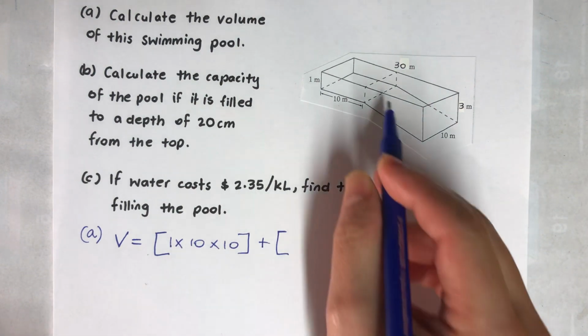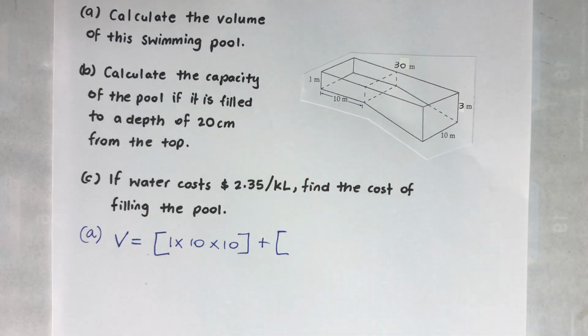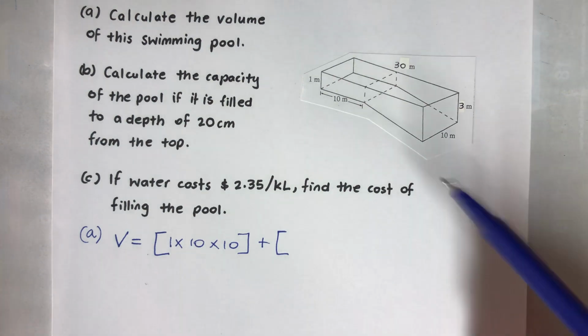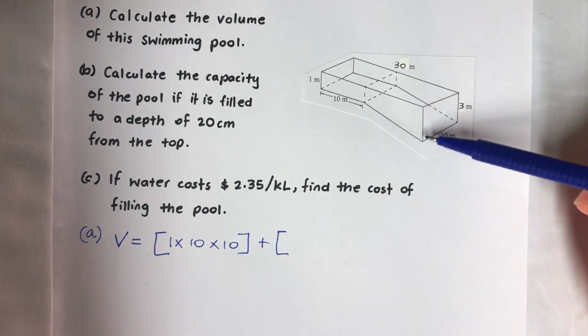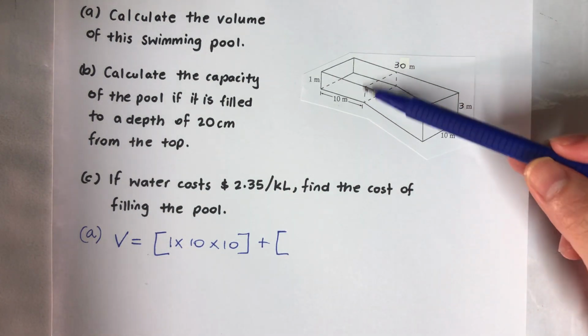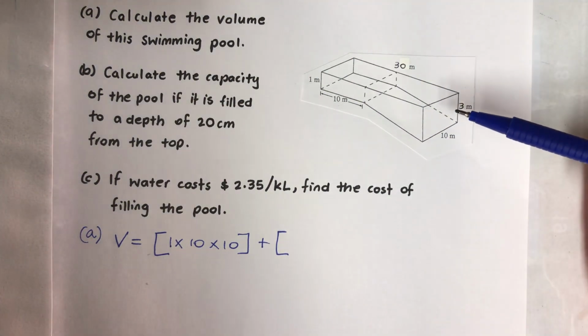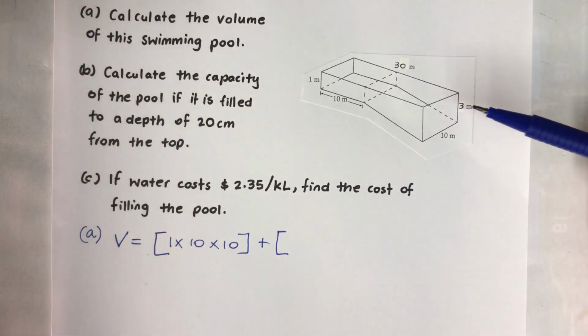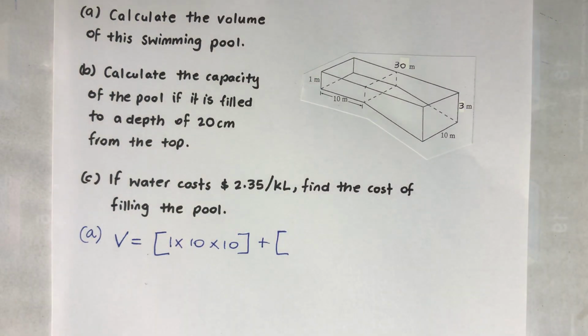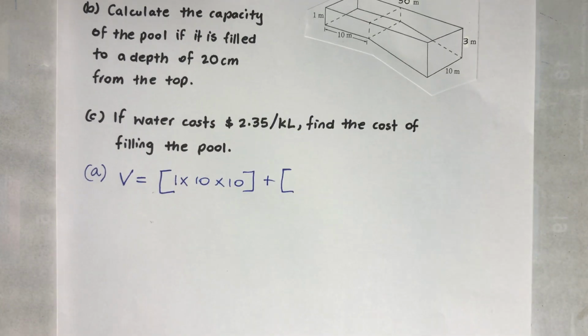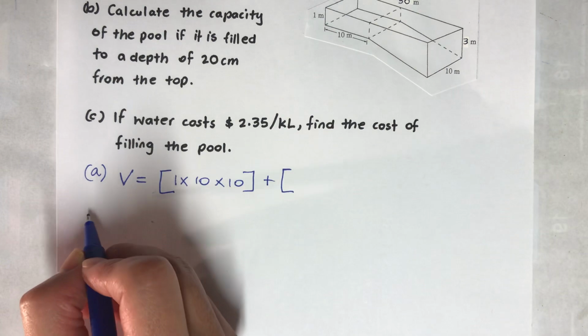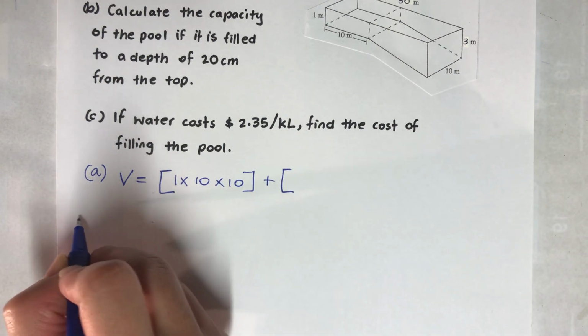Plus the back one. The back one is going to be a little bit of a problem, because I can see this is the base of the prism here, which is not a rectangular shape. It's a trapezium. So we need to do the trapezium. Okay, so I'm going to hold this one for a second, and I'm going to have to do the trapezium first.